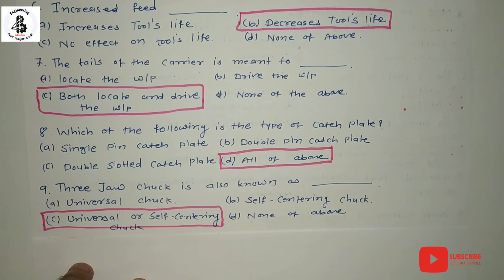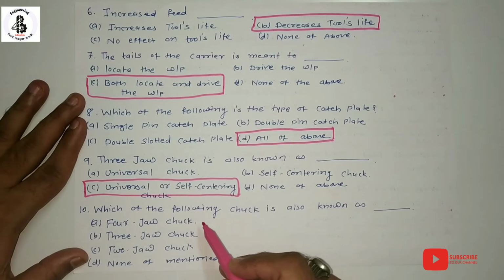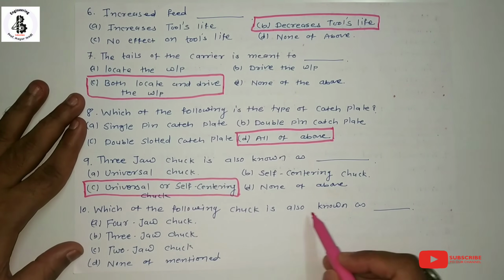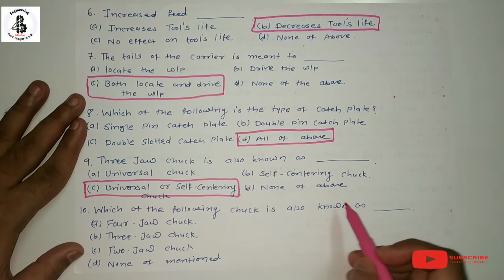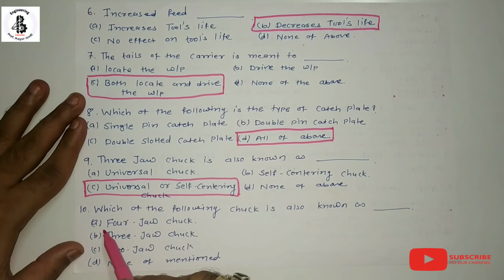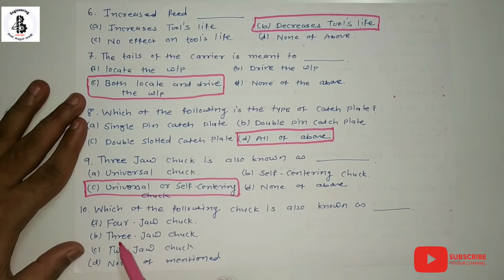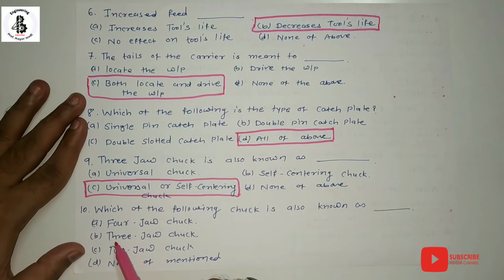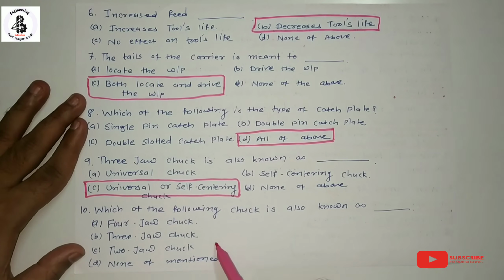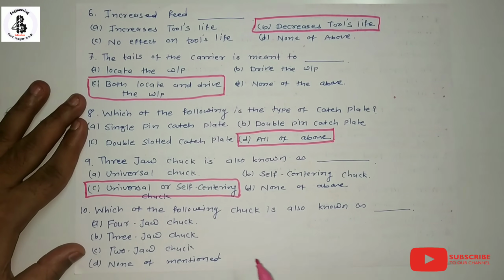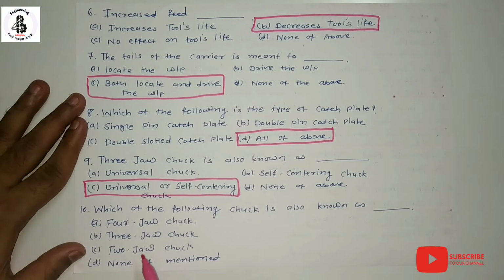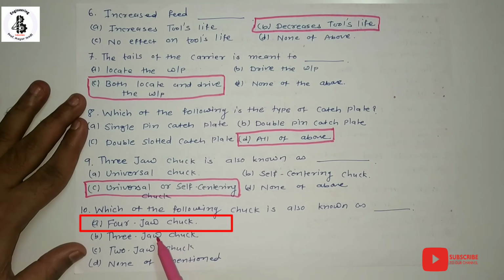Then last question. Which of the following chuck is also known as: option A, four-jaw chuck; option B, three-jaw chuck; option C, two-jaw chuck; and option D, none of the mentioned. So basically the four-jaw chuck is also known as the chuck.